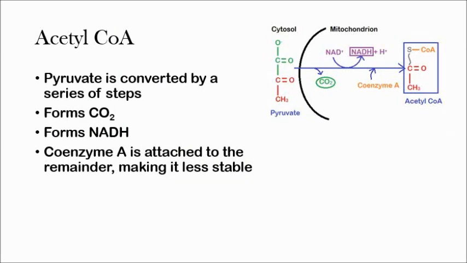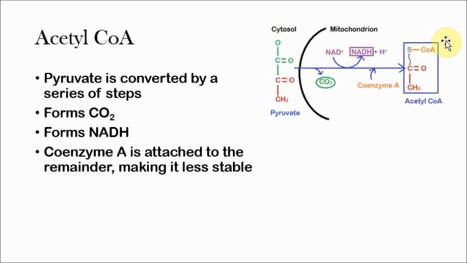But before we actually get into all the processes of these two phases, there's an important molecule called acetyl CoA that we're going to have to talk about first. Now, essentially, CoA is what's called a coenzyme. It's coenzyme A. A coenzyme is basically any organic molecule that acts like an enzyme, but it's not actually a protein.